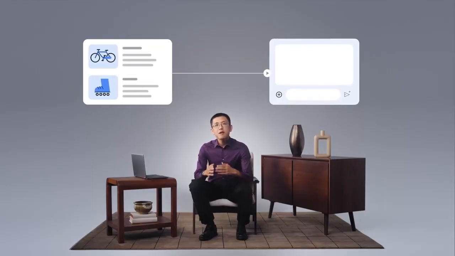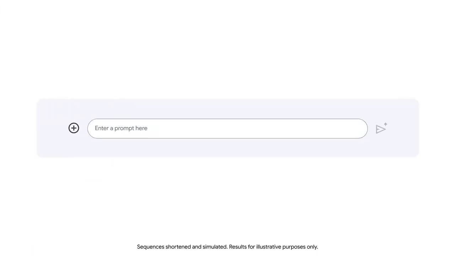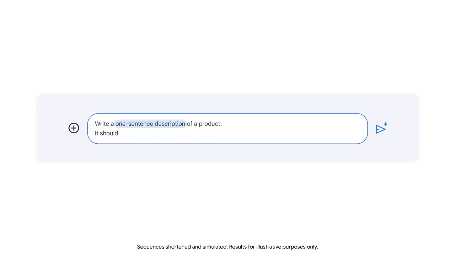Let's say you work for an online retailer. You need to write a product description for a new skateboard. You already have descriptions for existing products such as a bicycle and rollerblades. You want the skateboard description to follow a similar style and format. We'll start with a prompt that begins with some general instructions. Write a one-sentence description of a product. It should contain 2 adjectives that describe the product.